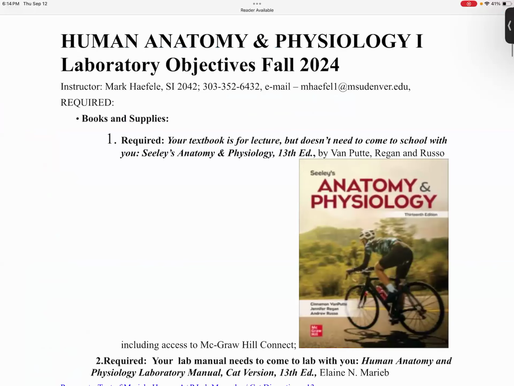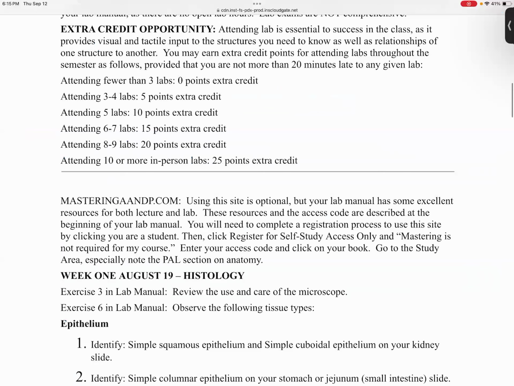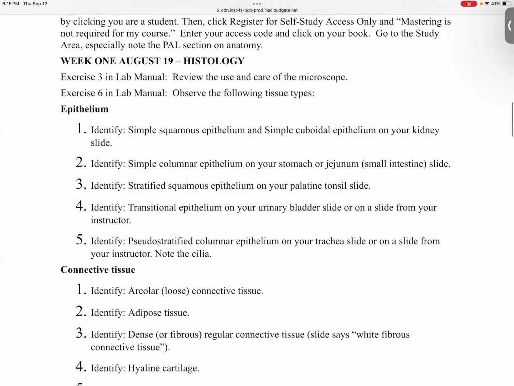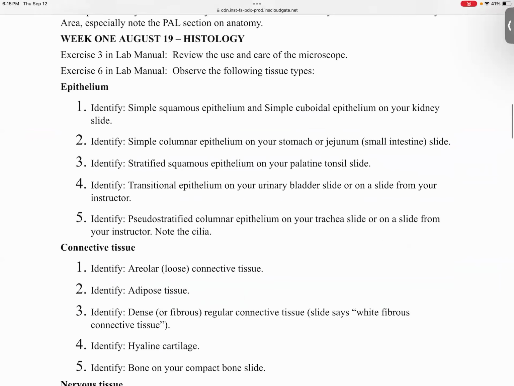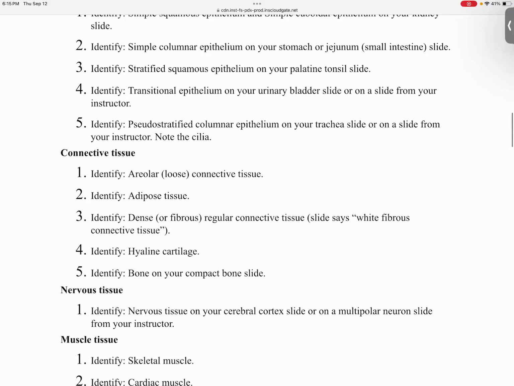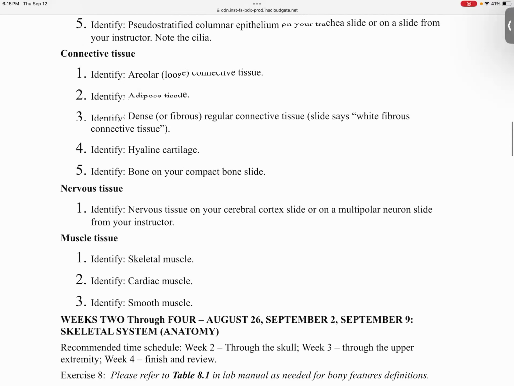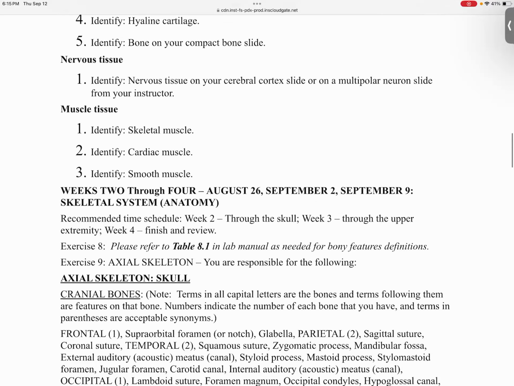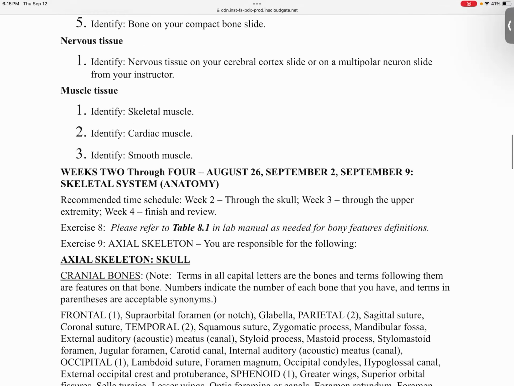This document, which is under modules, is basically where I got it. Week 1 was histology. The things that I'm going to be looking at are all of these things that we have under identify this, identify that. Those are the things that have been guiding us in terms of what we need to be able to identify. So there'll be microscopes on the exam, and all of the different tissues.